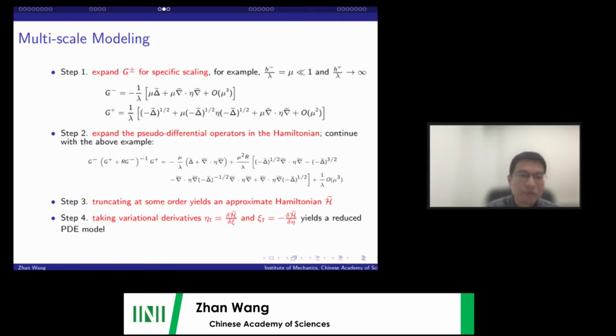And now step 2, based on the expansion in step 1, we can expand the pseudo-differential operators associated with the kinetic energy and the electric potential energy. Step 3, we truncate the expansion at some order, and approximate the Hamiltonian. And the final step, step 4, we take the variational derivative of the approximate Hamiltonian to get the reduced model.